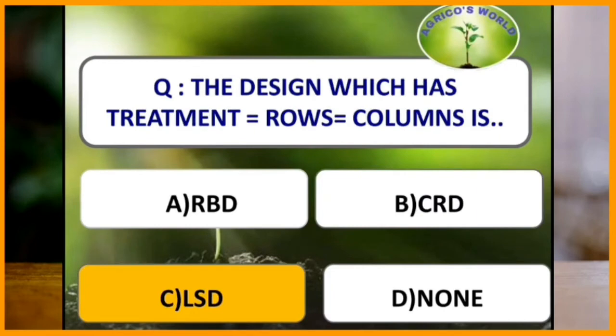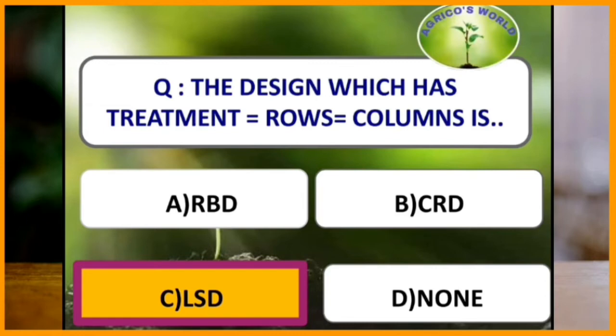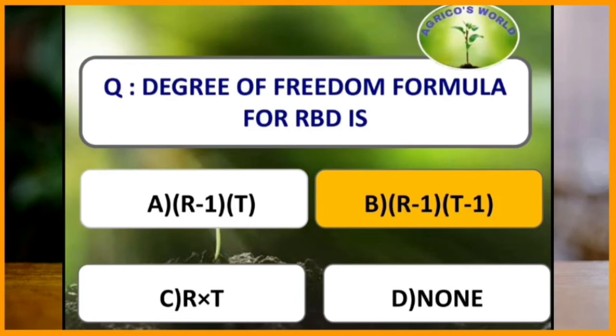The design which has equal treatment, rows and columns is? In LSD, the treatments are equal to rows which are equal to columns, whereas in RBD, the blocks are equal to the treatments. What is the degree of freedom formula for RBD? The degree of freedom formula in RBD is (R-1)(T-1), whereas in LSD, it is (R-1)(R-2).